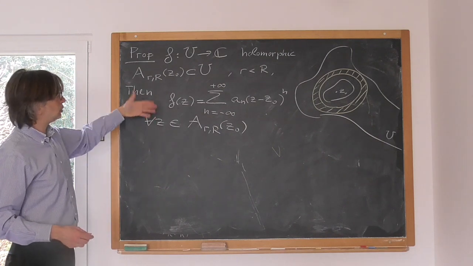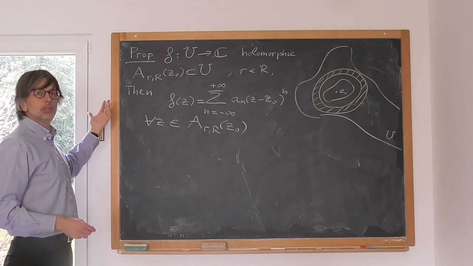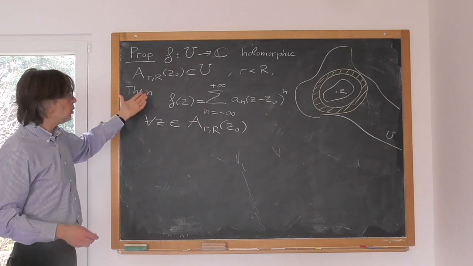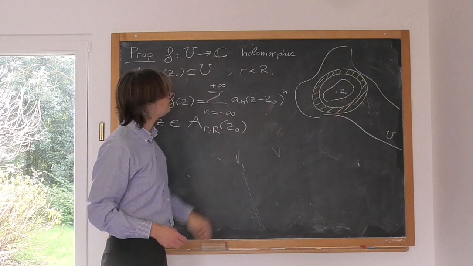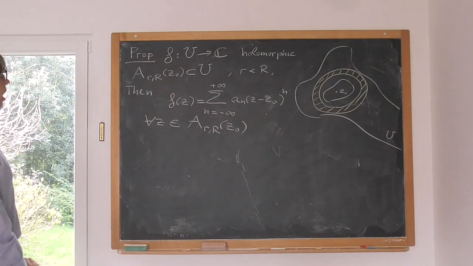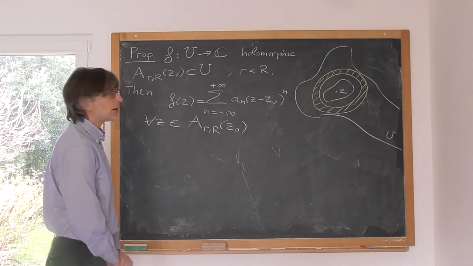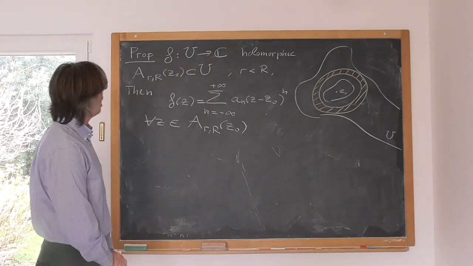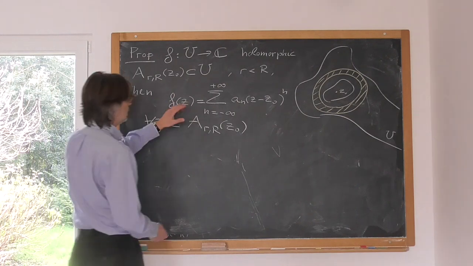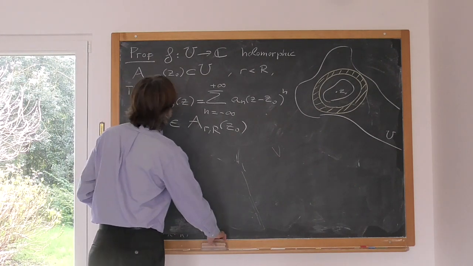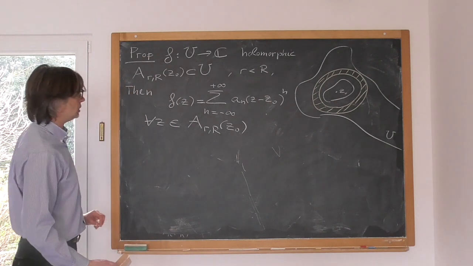And of course, if we also use the other proposition, the one we just proved, we will also get a formula for the coefficients a_n. Okay, so holomorphic functions do have a Laurent series expansion. So let's see how one can prove this proposition.